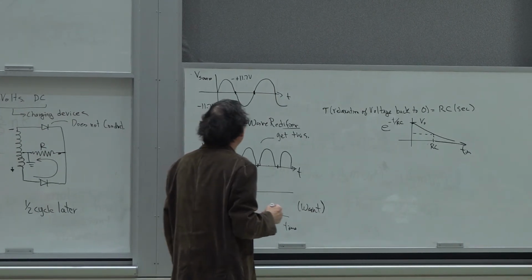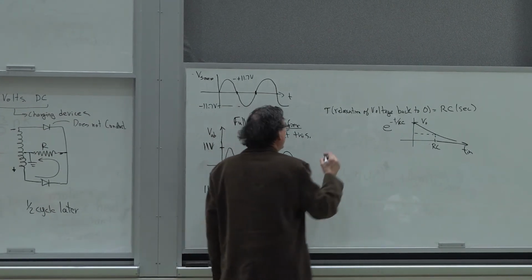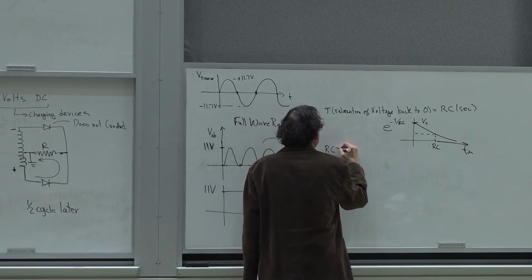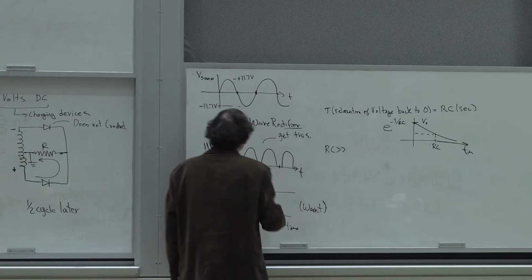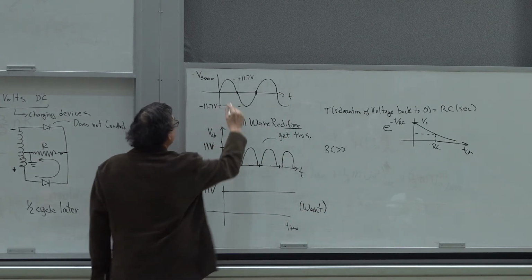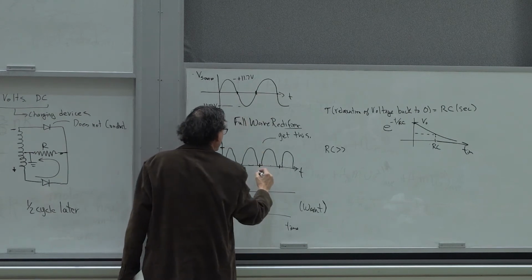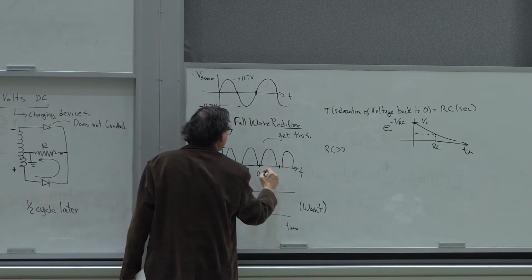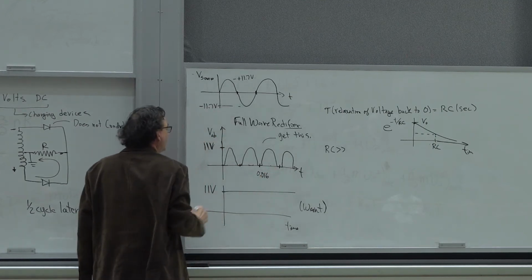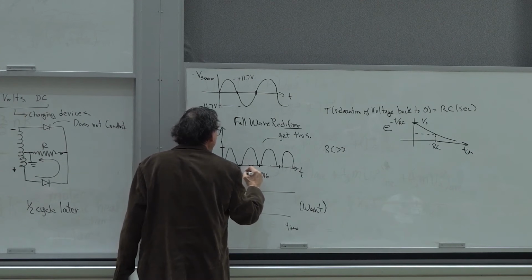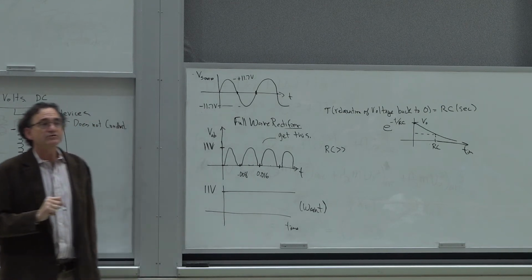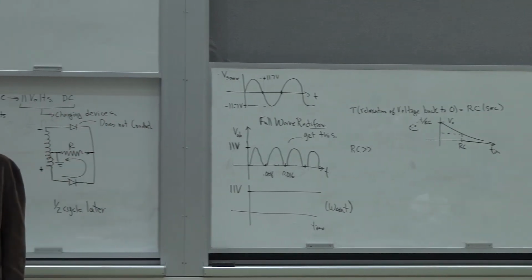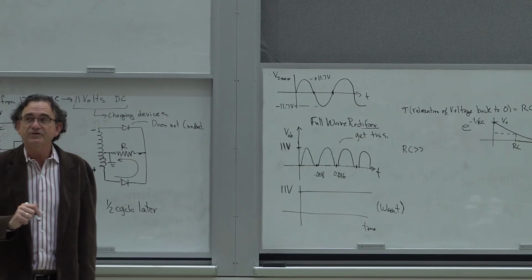So what I want to do now is make RC much greater than the cycle time, than the time between these cycles, or in this case, half cycles. You'll notice that this is one full cycle, which is 0.016 seconds. And so this is 0.008 seconds, which would be half the time. So a half cycle of 60 hertz is 8 milliseconds.